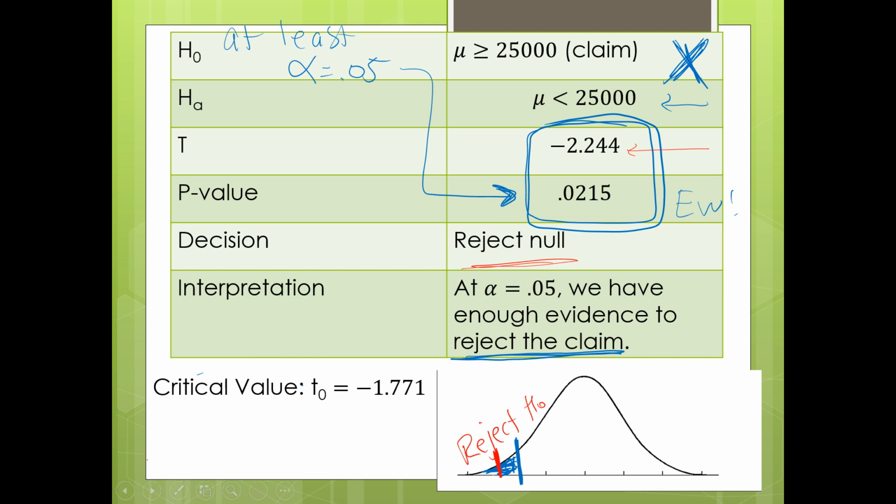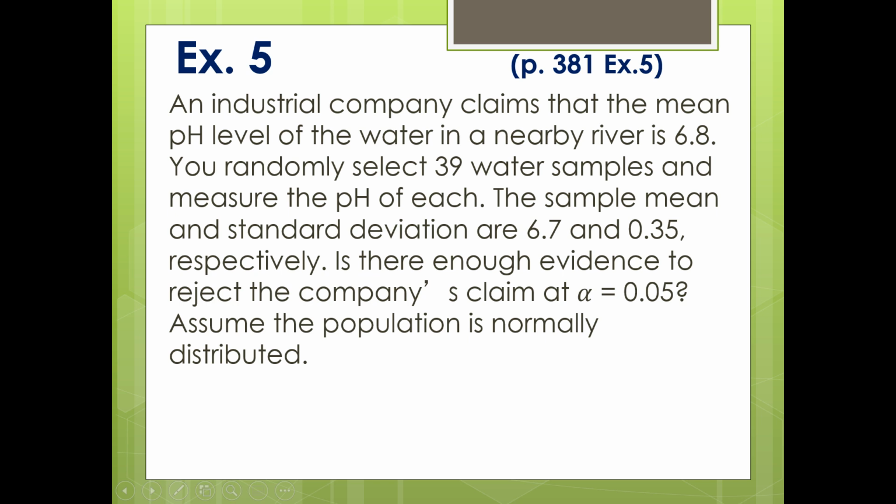All right, so another example. It says an industrial company claims the mean pH level of the water in a nearby river is 6.8. You randomly select 39 water samples, measure the pH of each. The sample mean and standard deviation are 6.7 and 0.35 respectively. Is there enough evidence to reject the company's claim at alpha is 0.05? Assume the population is normally distributed.